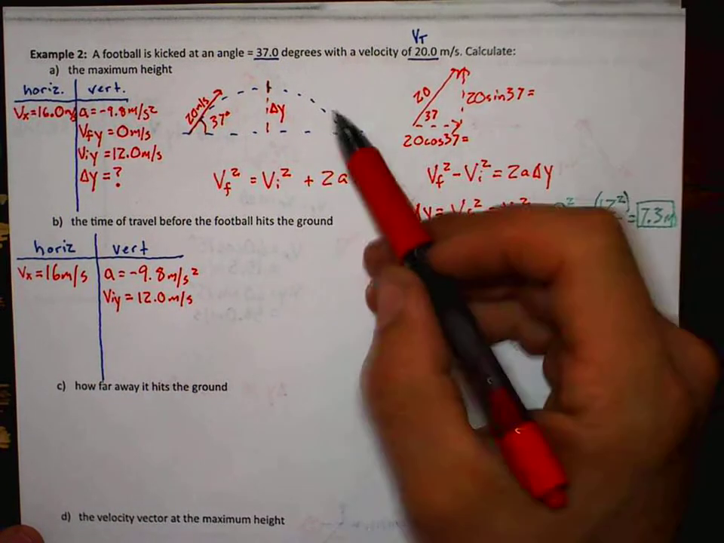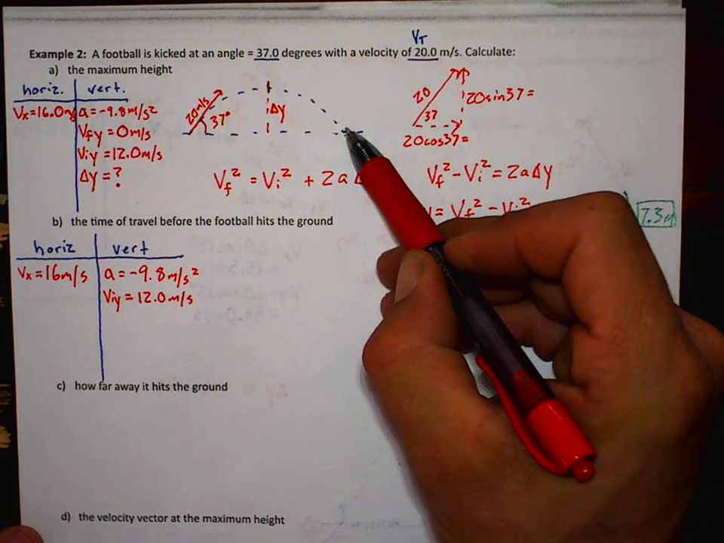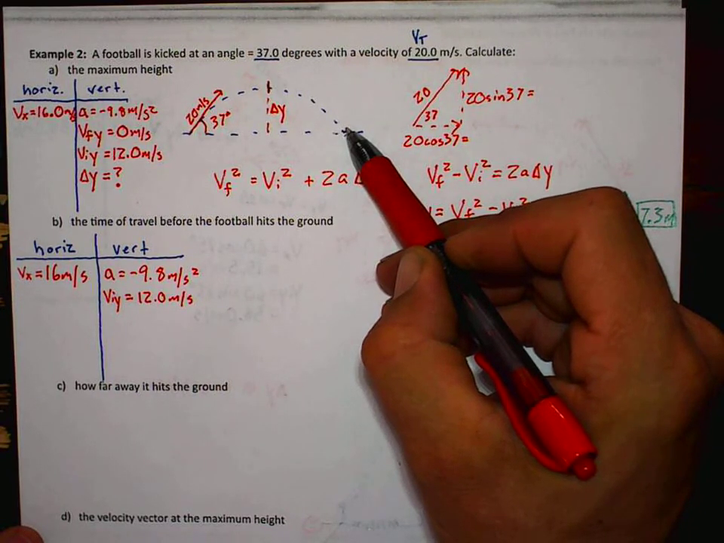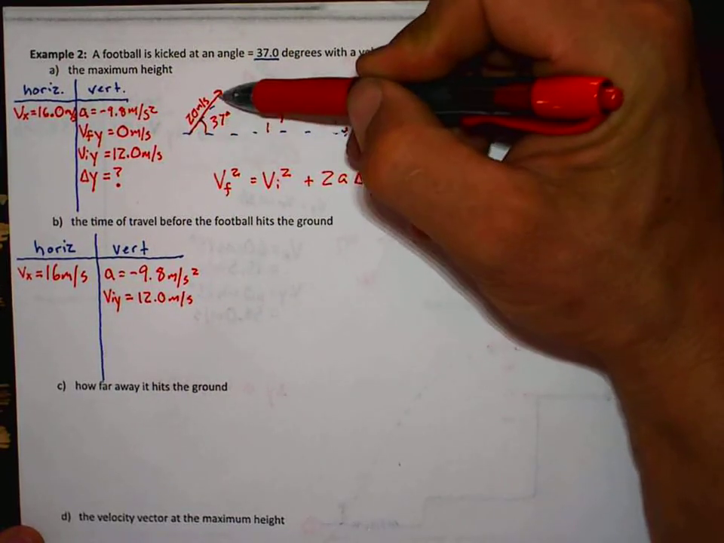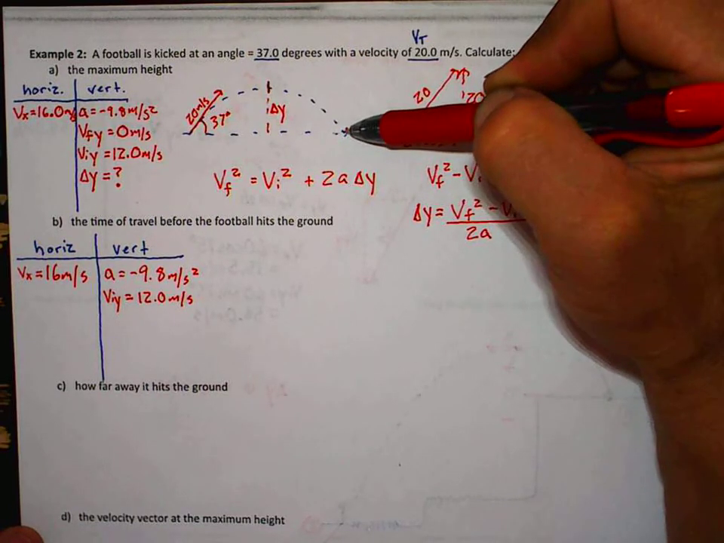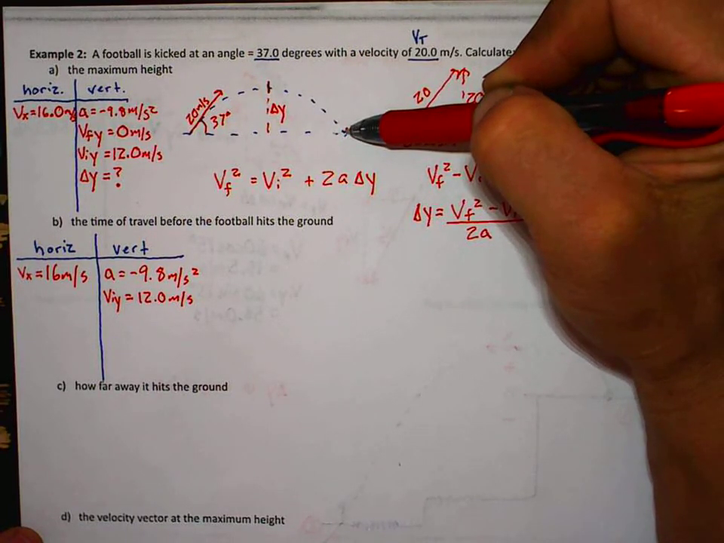Okay, but we are way over at this point here. Okay, and so if it goes up at 12, what's it going to come down at? Negative 12.